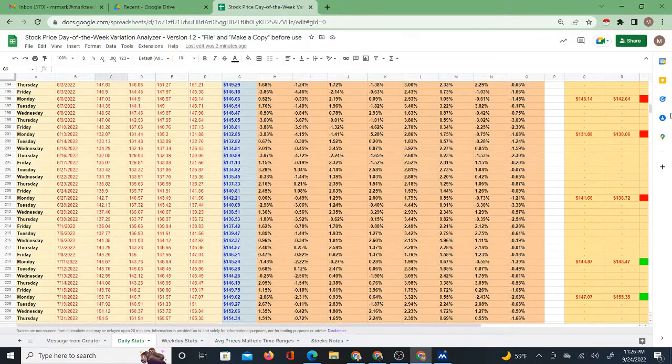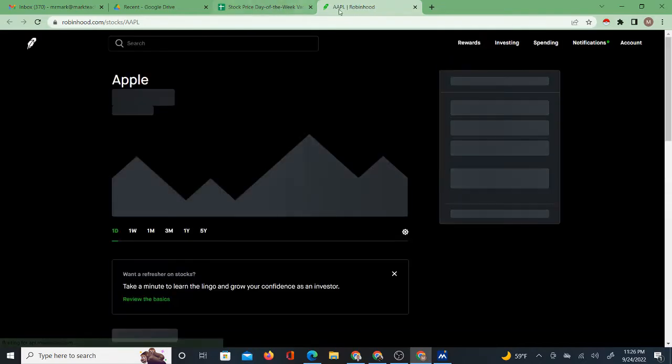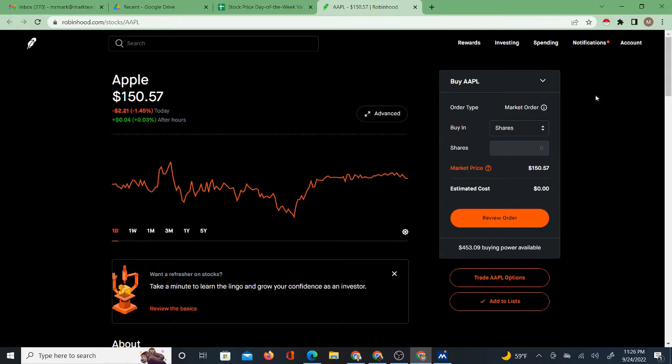Now, one good idea as you're looking at this data is you might want to actually open up the stock. If you're using Robinhood, you can view it on Robinhood. Even if you don't have a Robinhood account, it will open, but then it's going to ask if you want to sign up. But I do have a link if you want to sign up for Robinhood, to use Robinhood to do trading, or to do investing.